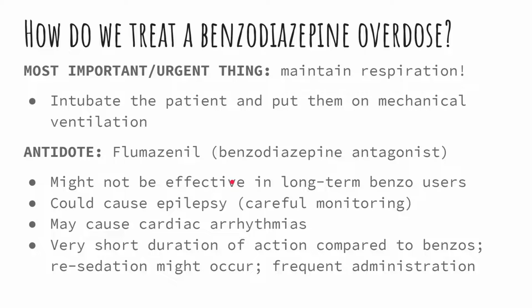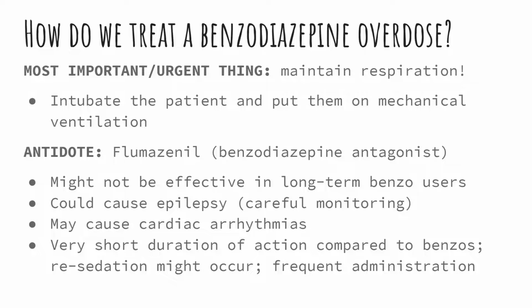So how do we treat a benzodiazepine overdose? Say a patient comes into the hospital and we suspect a benzodiazepine overdose, what is the treatment protocol? The most urgent thing that we have to do is to maintain their respiration, because one of the most important symptoms of a benzodiazepine overdose is a depression in the respiratory system.